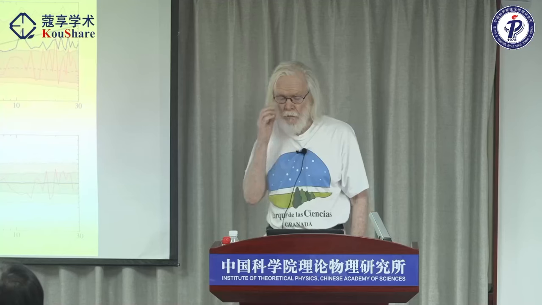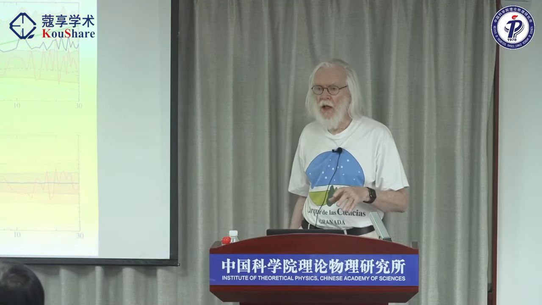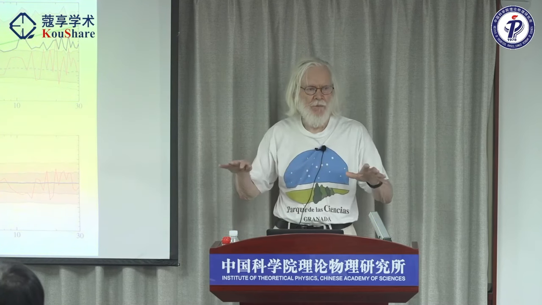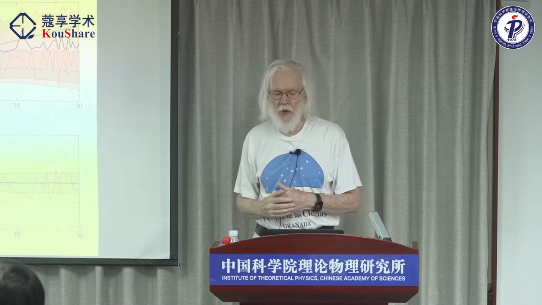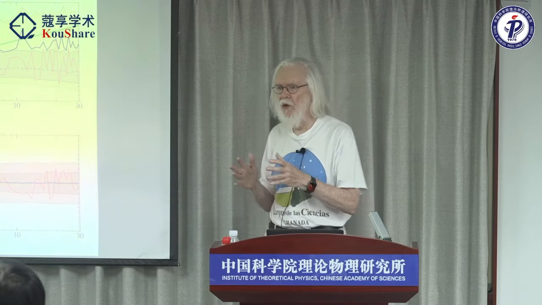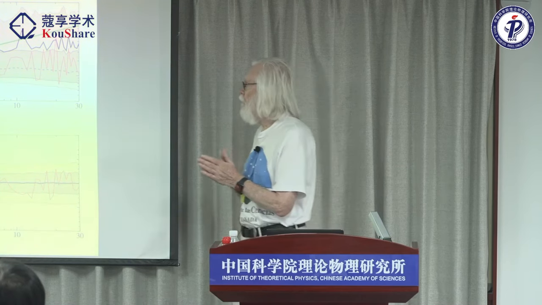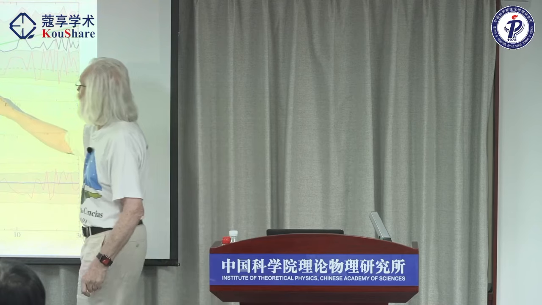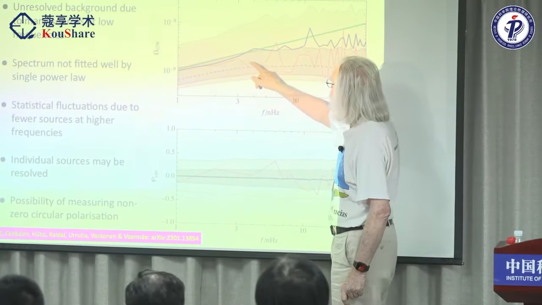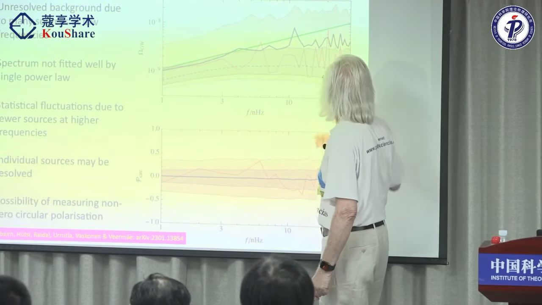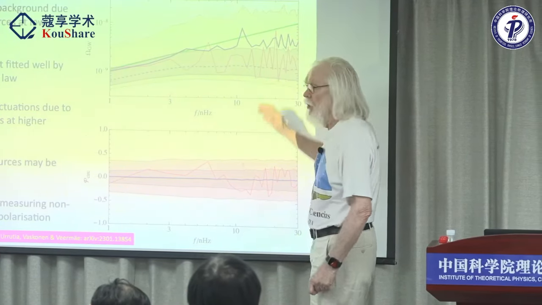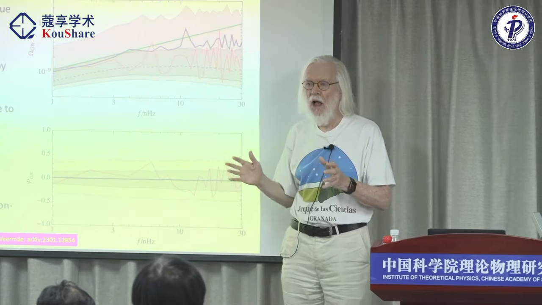Now, at very low frequencies, what we expect to see is an unresolved background. Some people call it a cosmic hum. But if you go to higher frequencies, then you start being able to resolve individual binaries. And this is a plot taken from our January paper. You see that we get a relatively smooth spectrum down here, but if you go up to higher frequencies, then you start seeing fluctuations in frequency, which correspond to maybe or maybe not having a nearby binary emitting at that particular frequency.